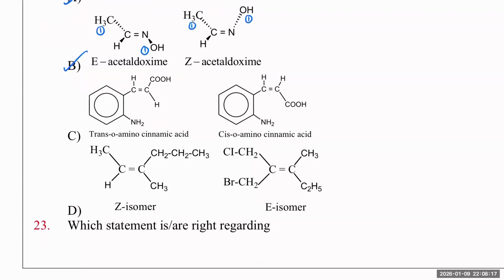Next one. Here COOH and phenyl are opposite to each other. But hydrogen, hydrogen are a common group. If common groups are opposite to each other, that is called trans. Yeah, that is called trans here. So here it is trans given. So that is correct.